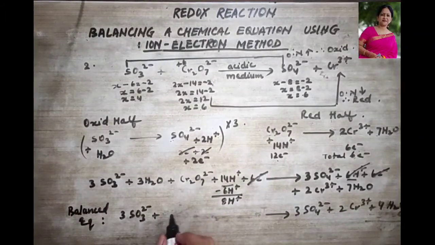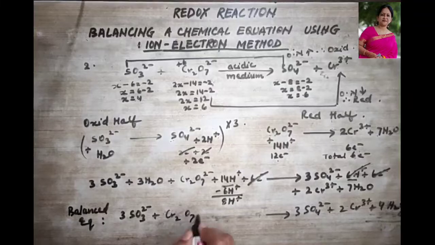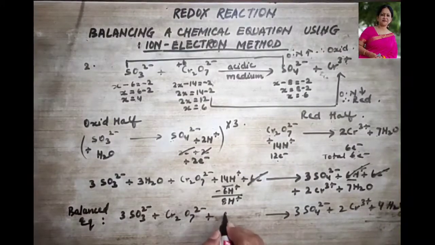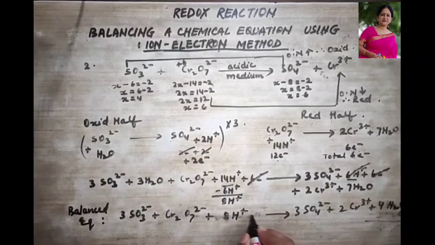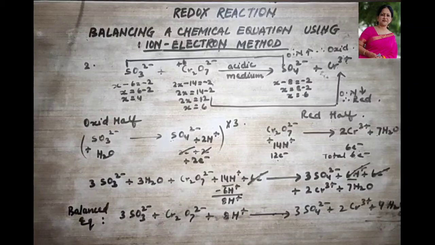This I wrote, then Cr2O7 2 minus plus 8 hydrogen ions, they are going to give this. So now this is your complete balanced equation, right?